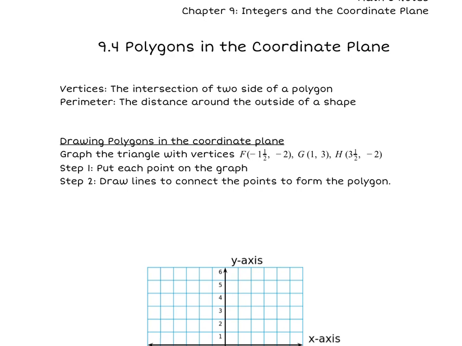Chapter 9, Section 4, Polygons in the Coordinate Plane. A couple of vocab words to know for this one. Vertices: it's the intersection, so where two points cross, or two lines cross.